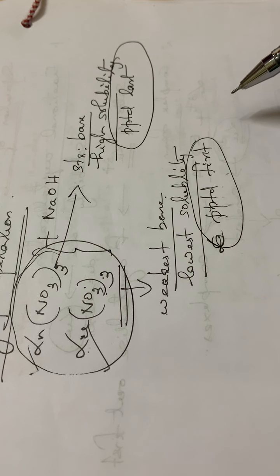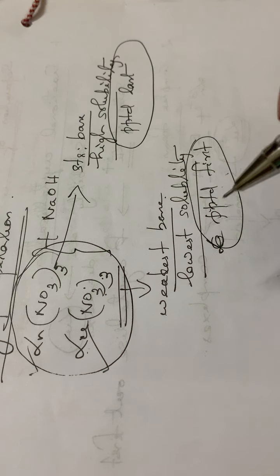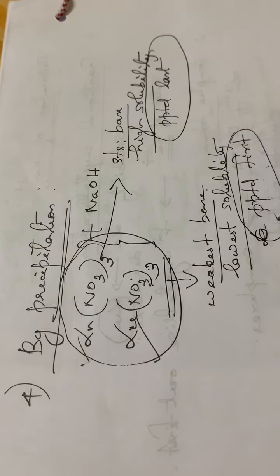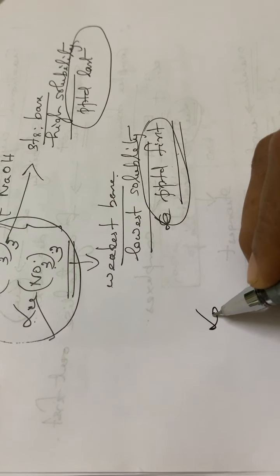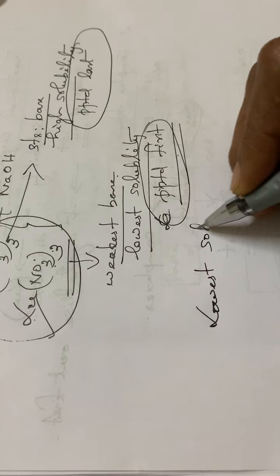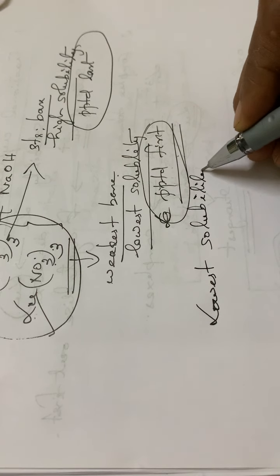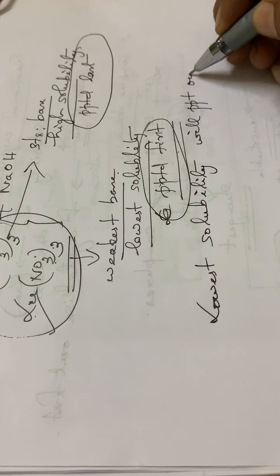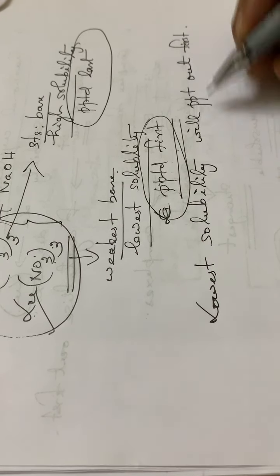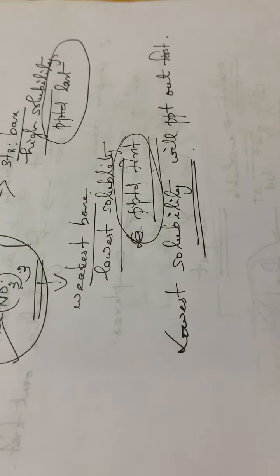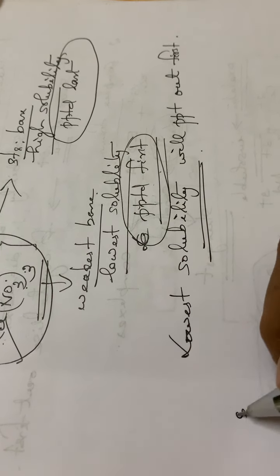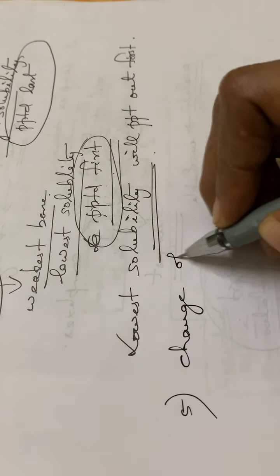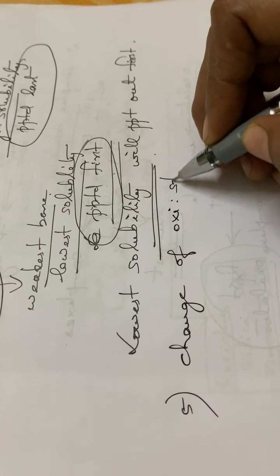So based on this, the lowest solubility substance will be precipitated out first. Here the principle used is that the ion which has the lowest solubility will precipitate out first. That is the principle adopted here. So that is the fourth point, by precipitation. Then the fifth one, by the change of oxidation state.